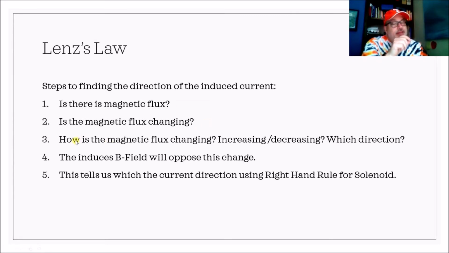Now, if you say that it's changing, then how is it changing? Is it increasing or decreasing, and what's its direction? That'll tell us how we can oppose that change, and once we know what kind of magnetic field we need to oppose the changing flux, then that'll tell us with our right-hand rule for a solenoid which way the current is flowing.